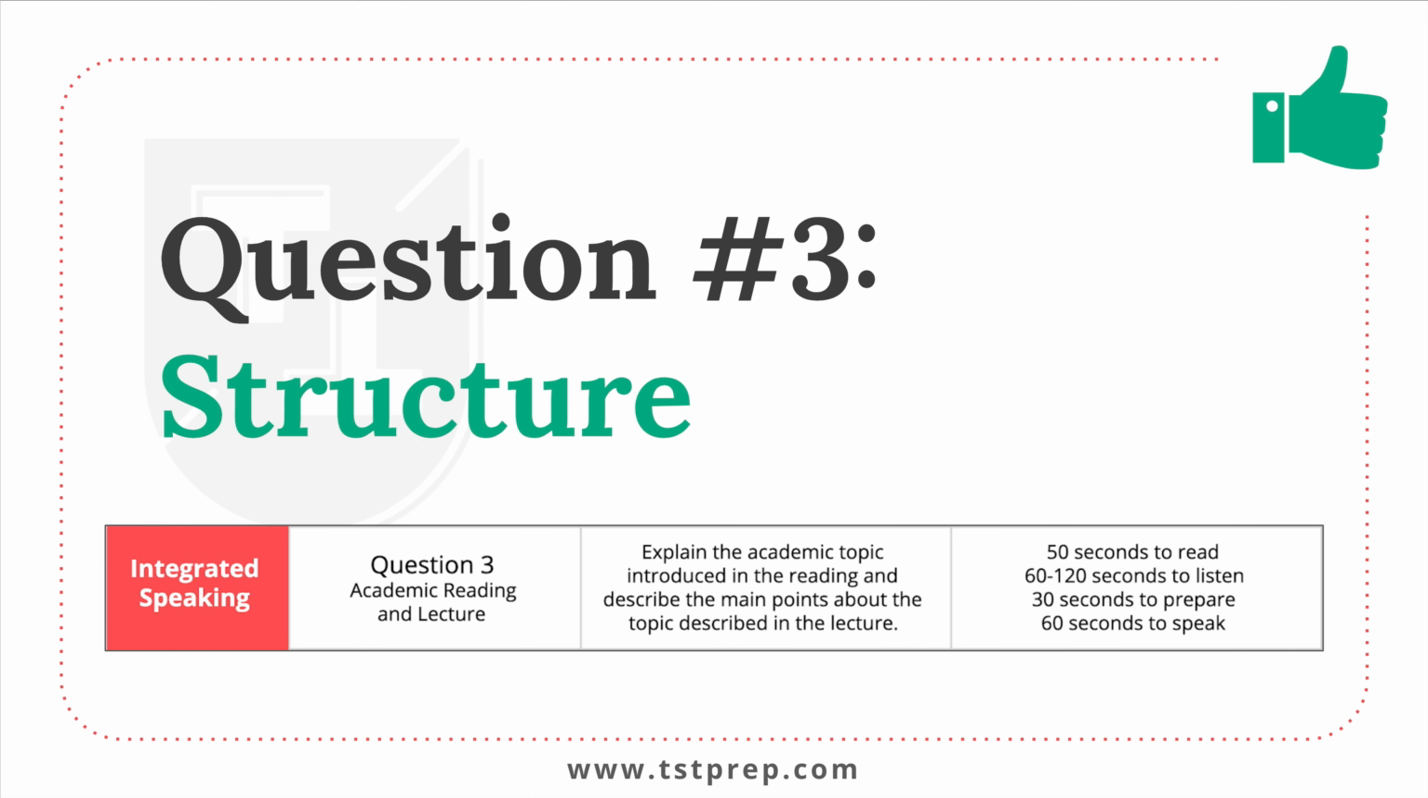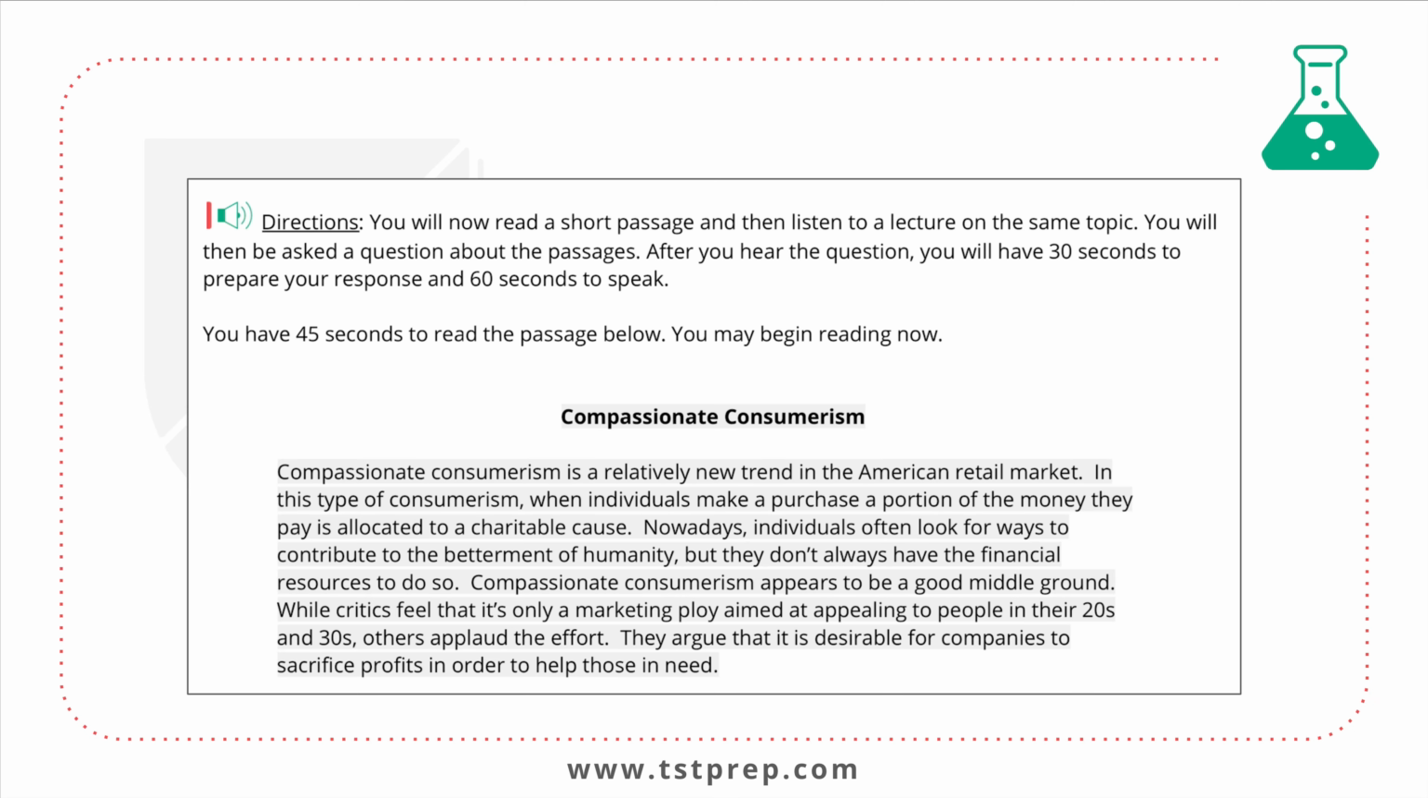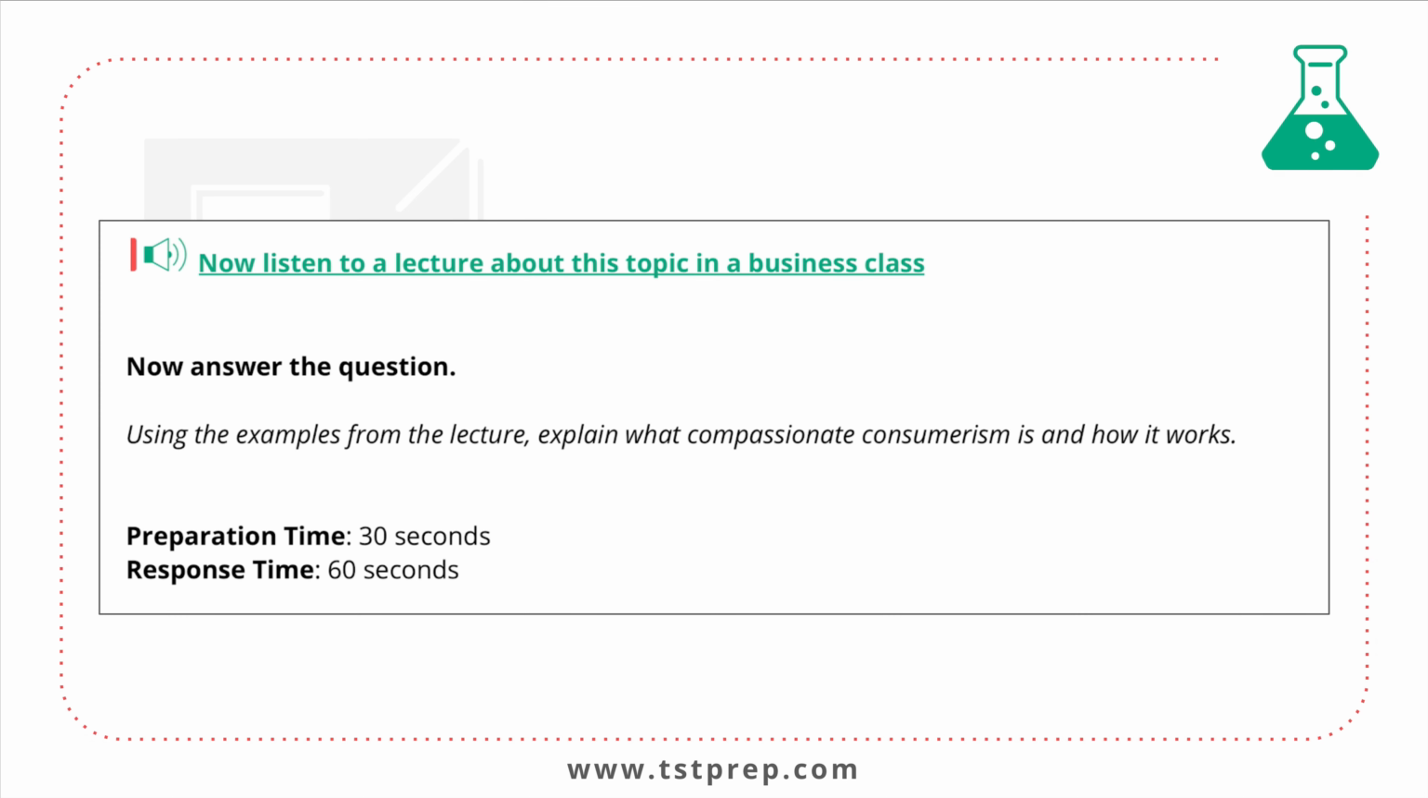Question 3. This is an academic reading and lecture. You have 50 seconds to read the passage, about 90 seconds to listen to a lecture about the passage, 30 seconds to prepare, and 60 seconds to speak about it. This is an example from one of our complete tests. This is a business passage about compassionate consumerism. And then they will have a lecture about the passage, and then you'll have a question about both.